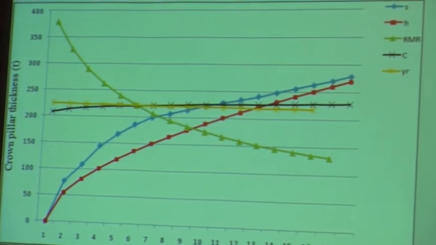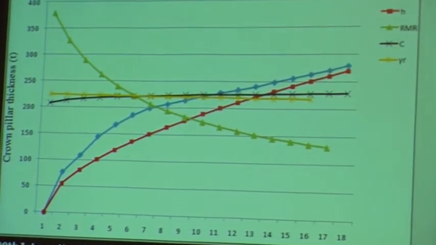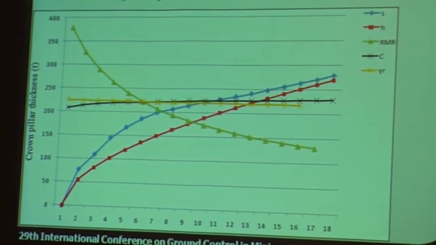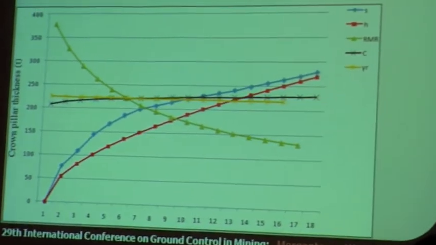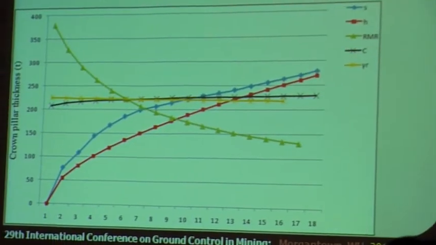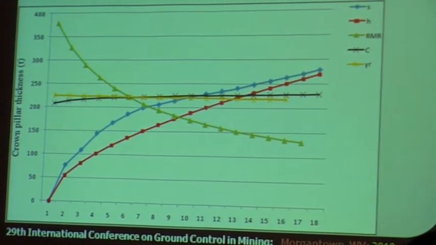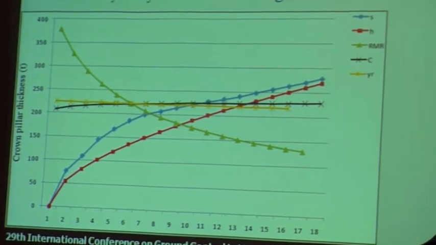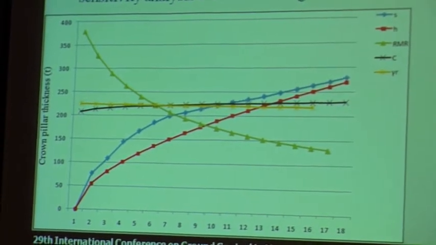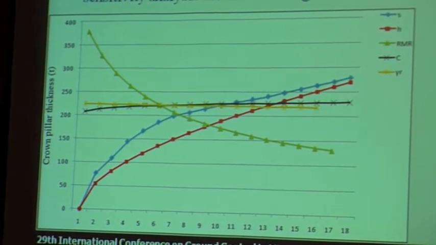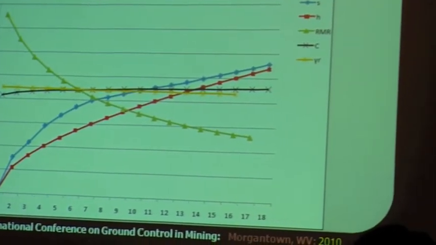RMR, of course, important again. It has quite the gray line, the green line, between gray and green, whatever it is. It has the adverse effect, of course. The higher the RMR, the thinner the crown pillar that we have to leave. But of course, we all know that if the RMR is very high, we cannot use the block caving method. On the other hand, we would like to have lower RMR.